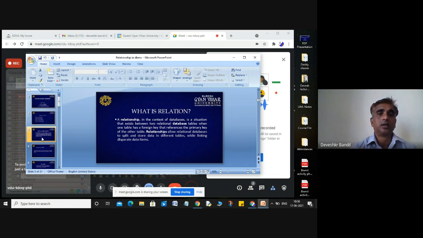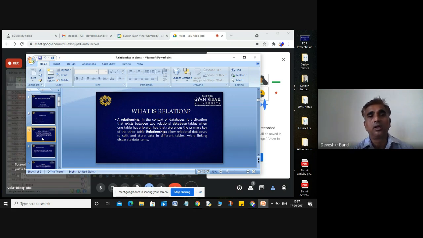If I am taking the customer table, there are so many attributes, as I had told, like your customer name, customer ID, customer city, and your phone number. These are all the attributes of your customer table. And as I had told, your second table is your account table, and the attributes of your account table are your account number, your account type, and your account balance.